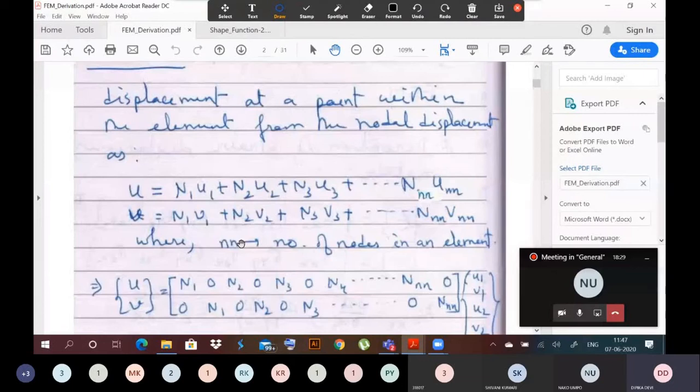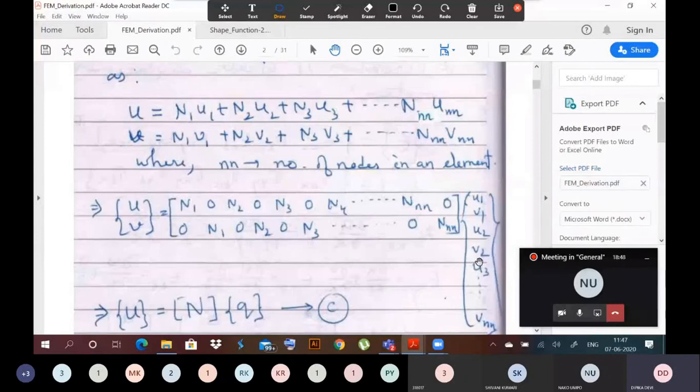So this vector u1, v1, u2, v2, u3, v3, up to unn and vnn, this is your nodal displacement vector, which will be known to us. From FEM analysis, we will get this particular vector. We will solve for this particular vector of an element. When we get the nodal displacement for the whole domain, from that domain we can find out the nodal displacement for a particular element based on the number of nodes to which it is connected. So we will assume that this is known to us.